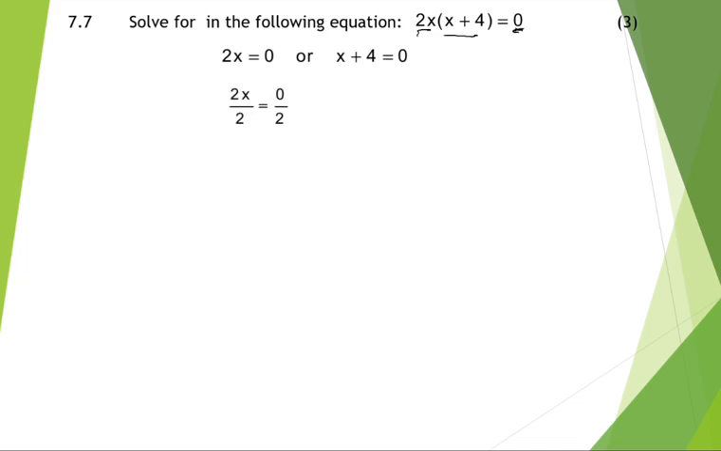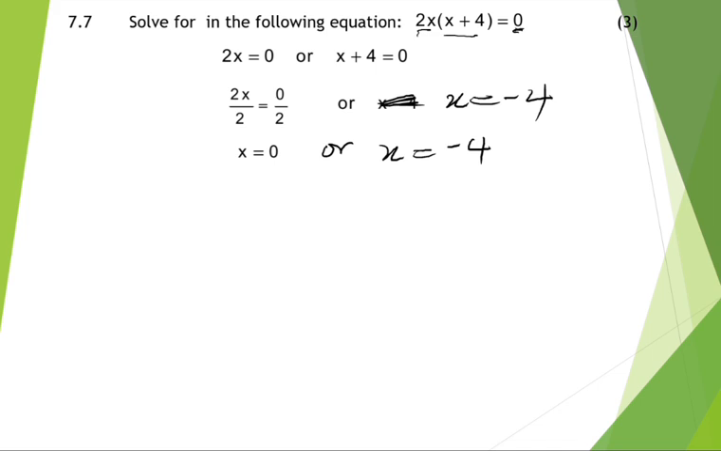Then 2x divided by 2 is equal to 0, or x plus 4 equals 0, so x is equal to minus 4. So now after dividing, we get x is equal to 0 or x is equal to minus 4. And those are your two answers.